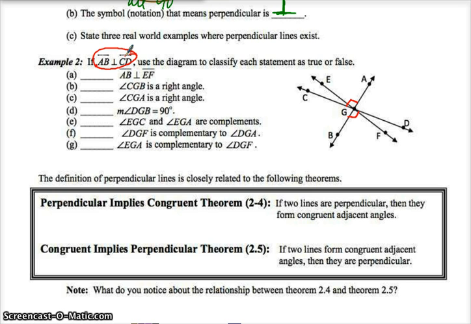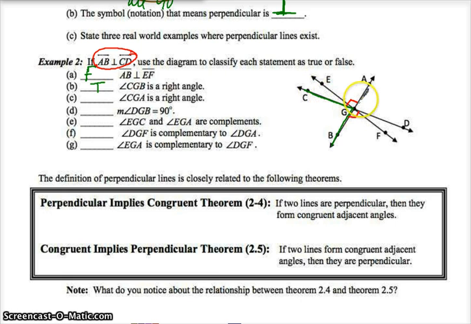Okay, letter A. Is AB perpendicular to EF? Do we know that to be an absolute fact? Well, if AB is perpendicular to CD and EF cuts in between them, then that should be a definite false. Is angle CGB a right angle? Well, yes it is. If this one next to it, CGA, is a right angle, these are supplementary or angle addition postulate, so yes, we know that is true.